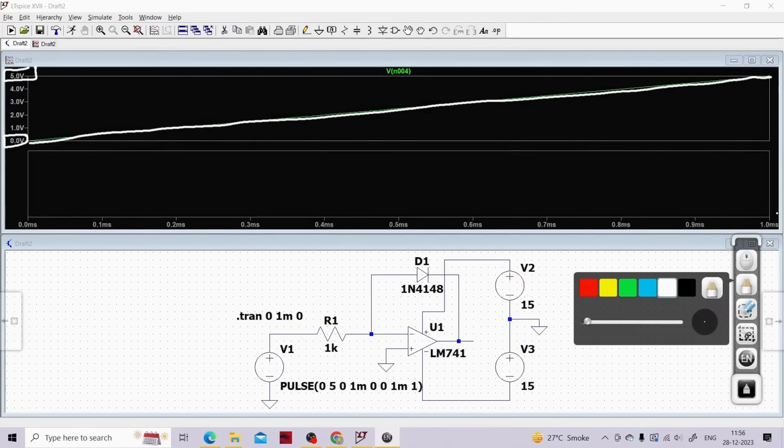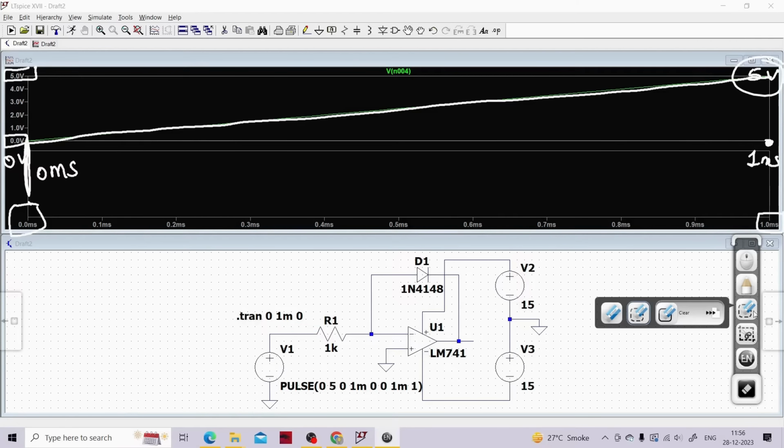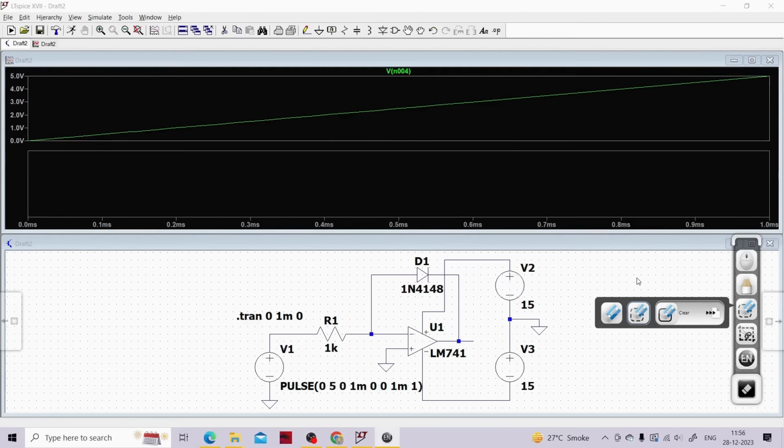Yeah, 1 millisecond. So our time period is from 0 millisecond to 1 millisecond. So this particular point is 0 millisecond and 0 volts, and this particular point is 1 millisecond and it is 5 volts. Getting my point? Great. I hope that you understood how exactly we plotted this particular waveform.